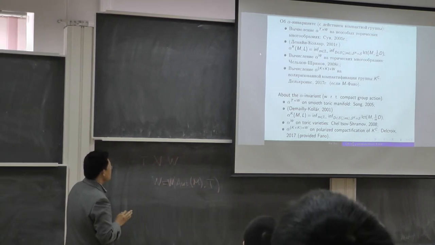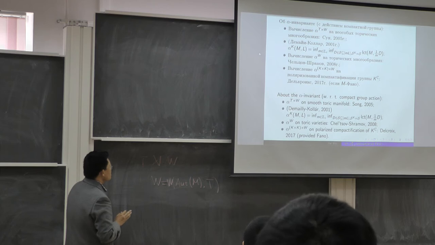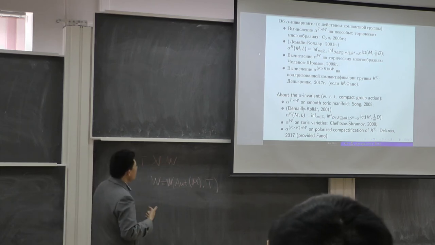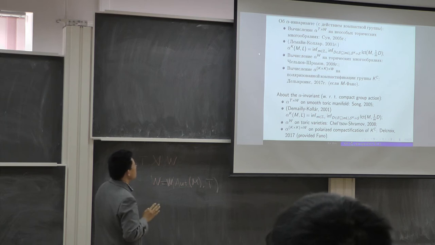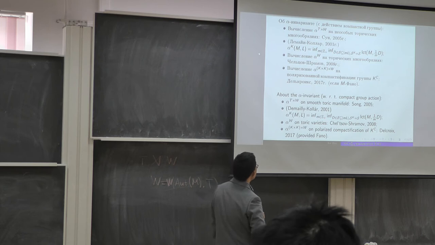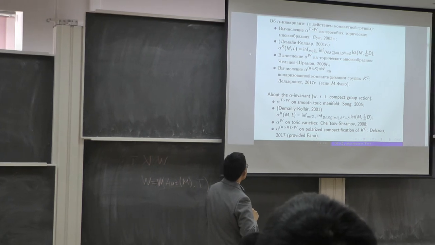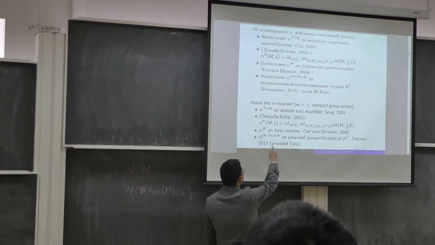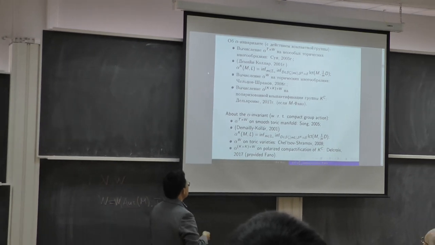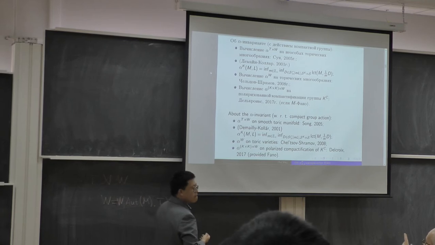His result is given by the combinatorial data of the polytope associated to this toric manifold. Again, in the same paper, Demailly and Kollár proved the following description of alpha_K, with the group action.